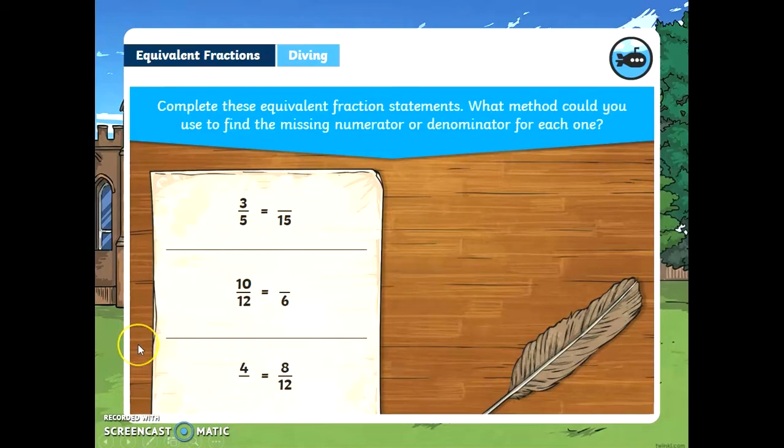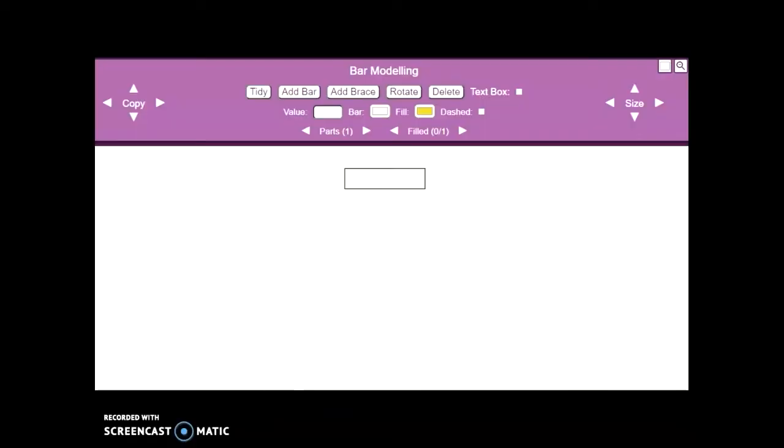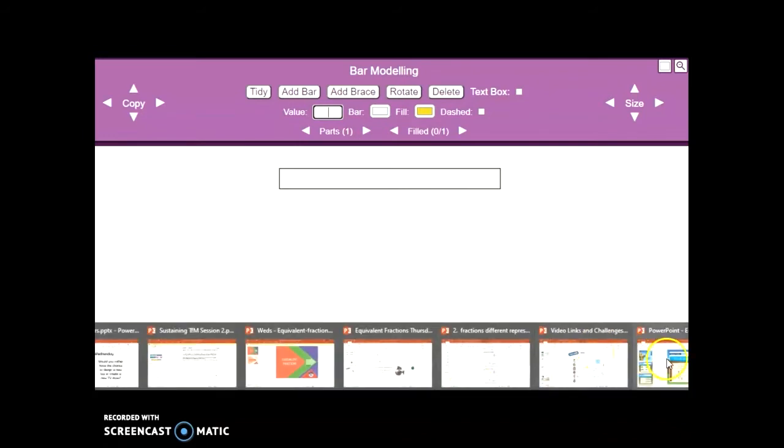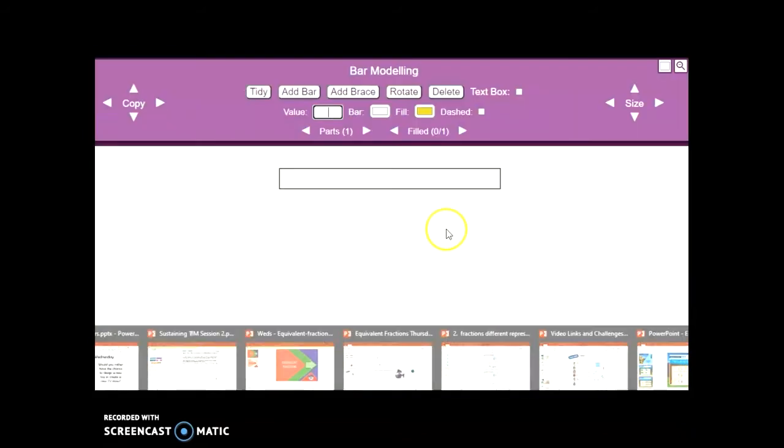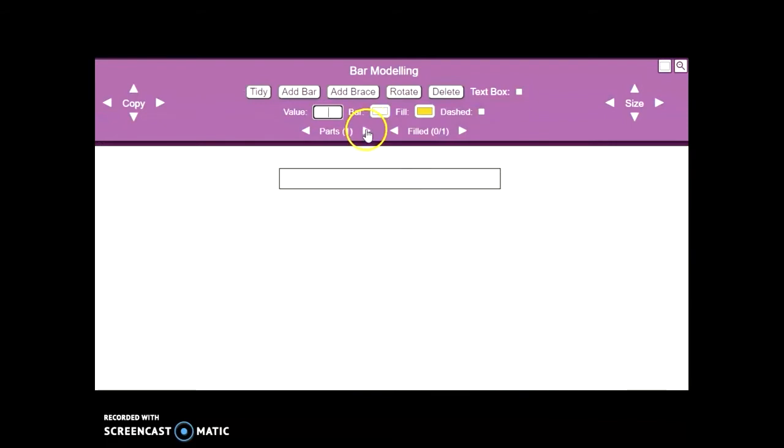Now, I'm just going to open up MathSpot to show you how this could help you as well. In MathSpot, we have something called bar modelling, which I think I've shown you a little bit of before. You can make your bar a little bit bigger. I'm just going to double check my fraction quickly. We were looking at 3/5. So I want to split this bar into 5 equal parts, and then fill in 3 of them because this represents 3/5.